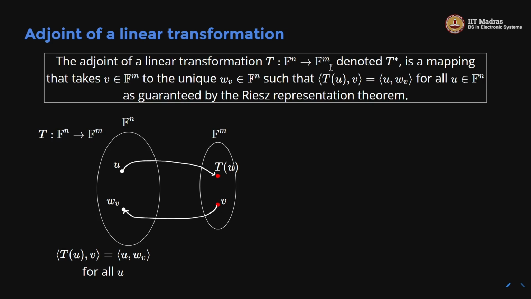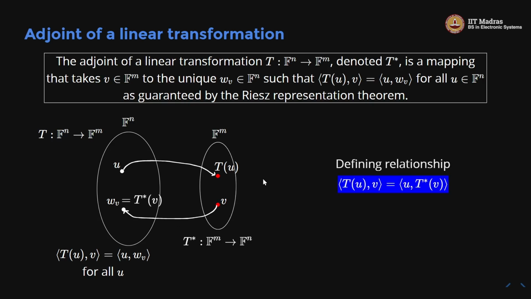So what does T star do? It maps V to WV. The Riesz representation guarantees that the inner product of T of U with V equals the inner product of U with WV, for every U, and for a particular V I get a WV. All that T star does is take V and send it to WV. T star is a mapping from Fm to Fn and it sends V to WV. That's all. The Riesz representation is used in a very smart way to define the adjoint.